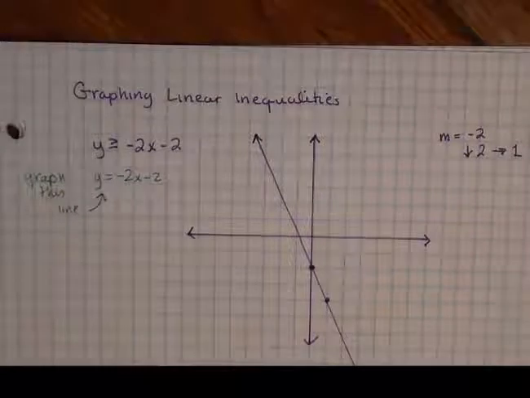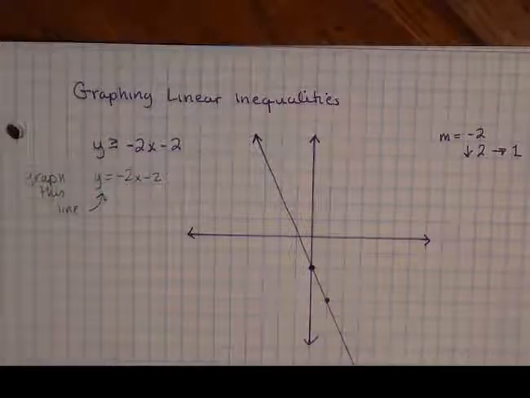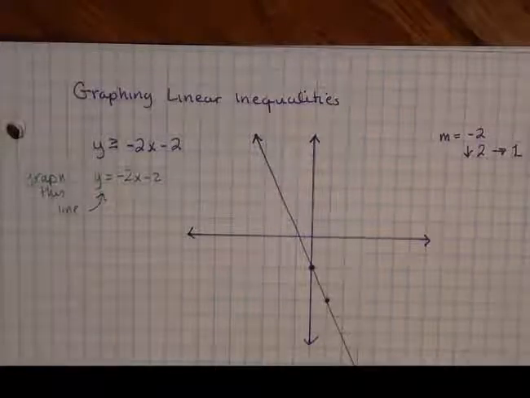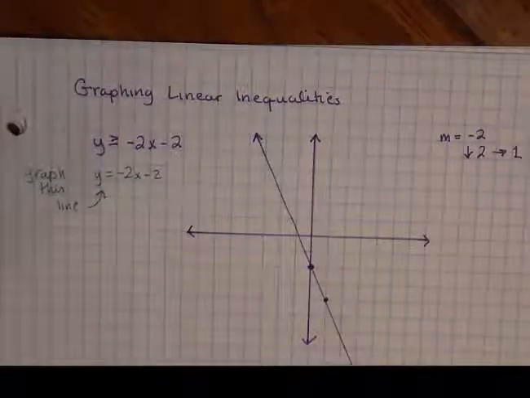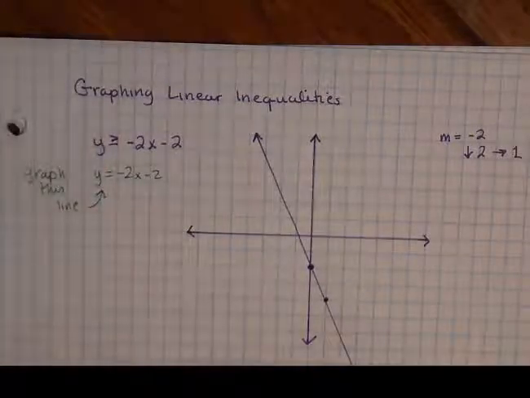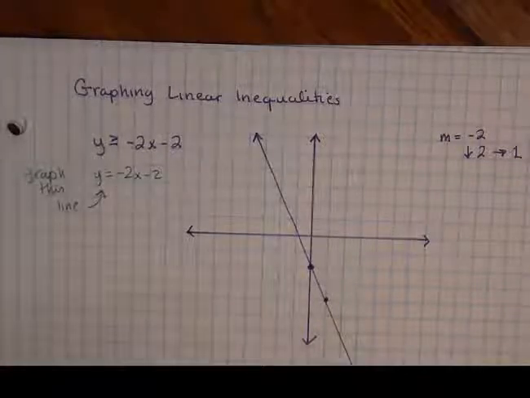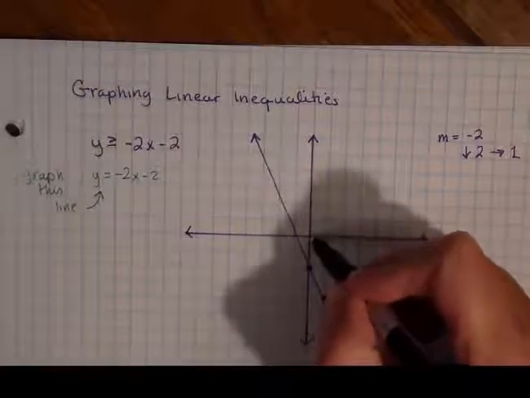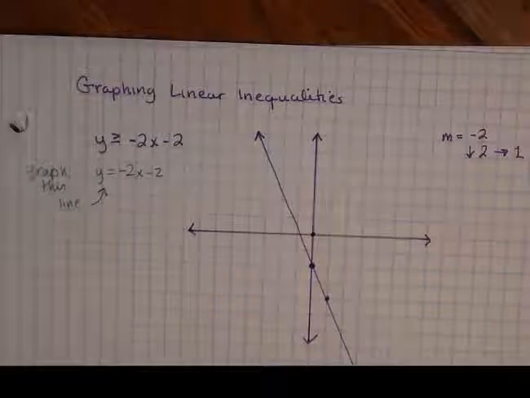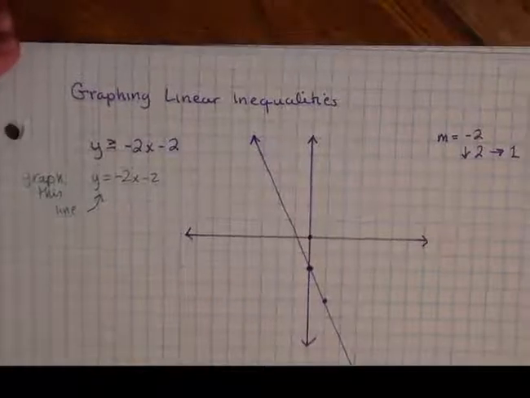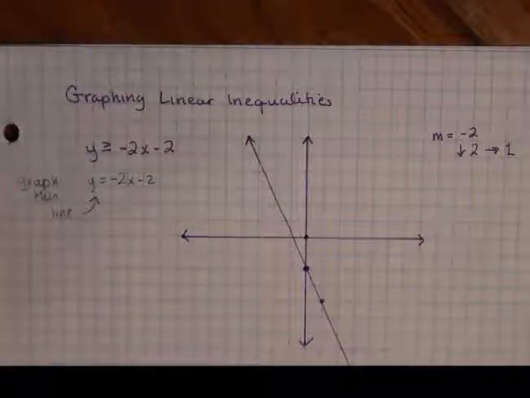This will cut our coordinate plane into two half planes. One of these half planes will need to be shaded to indicate which side of the line has all of the values where y is greater than negative 2x minus 2. At this point, we need to pick a point that is not on the line. Whenever possible, I like to pick the point 0, 0. If 0, 0 is not on the line, it's an acceptable point to pick. If 0, 0 is on the line, you pick any other coordinate that's not on the line.